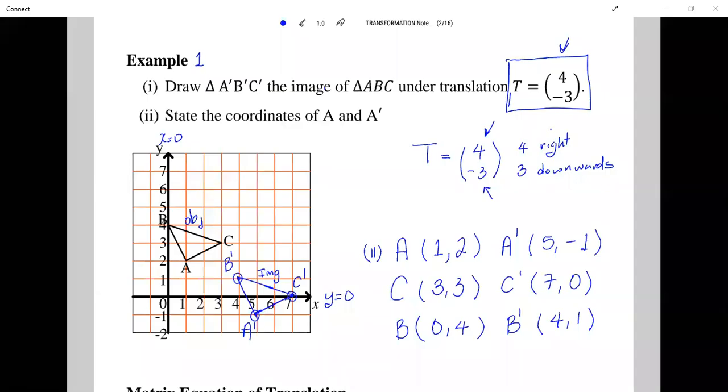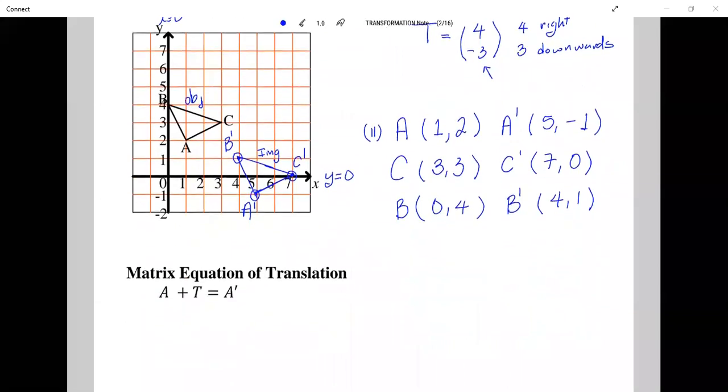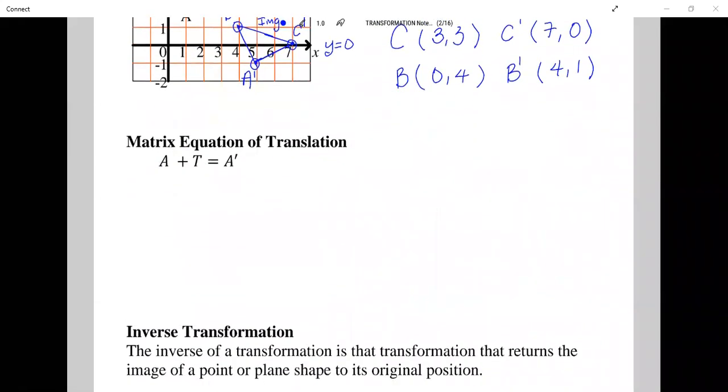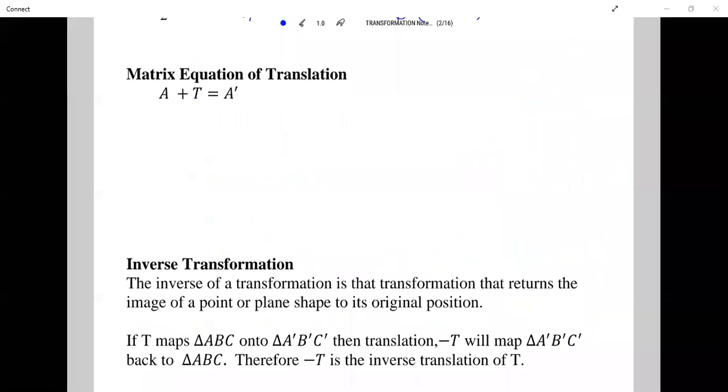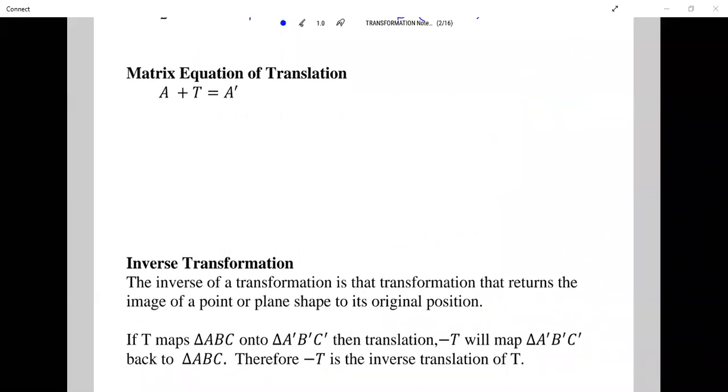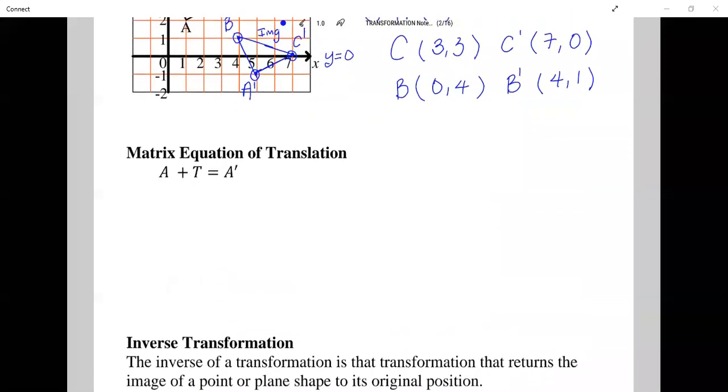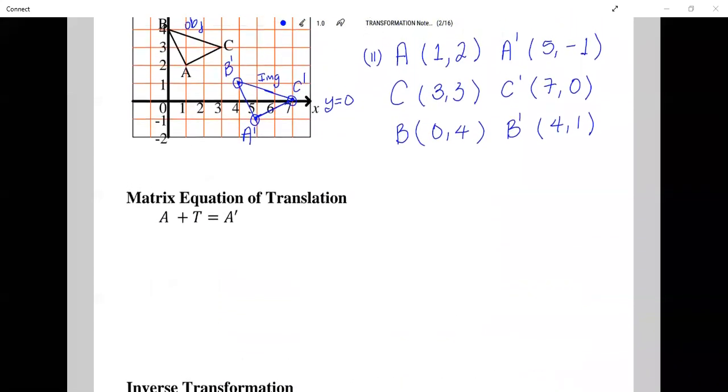In class. All right, so let's move on to the matrix equation of translation. I find that this tends to be very popular in multiple choice questions. The application of it is very popular in multiple choice questions. Now, A plus T is equal to A prime is the matrix equation of translation. I'm going to show you that this thing works in action.